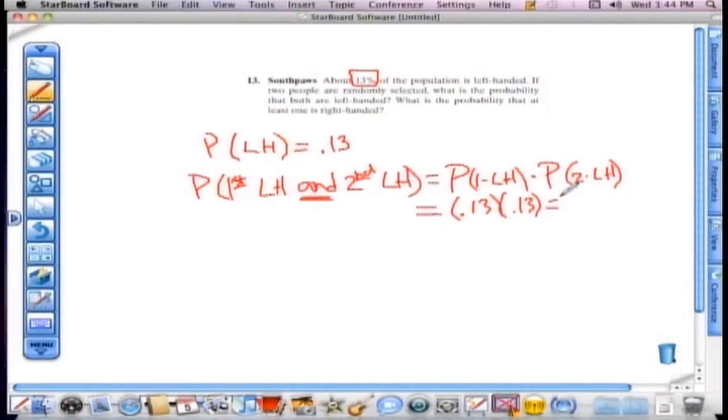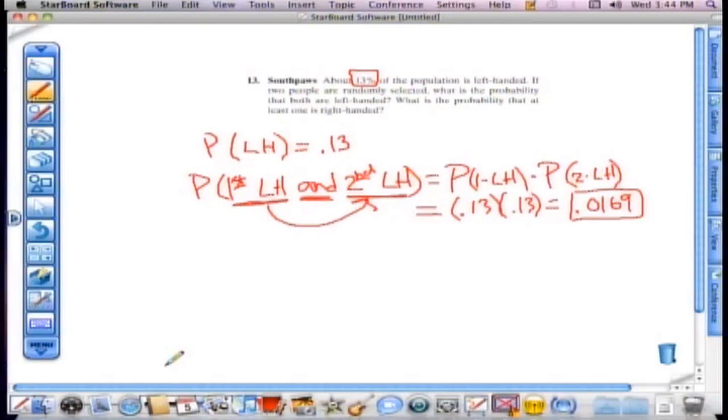And that would be, let's see, 0.0169. So it means that less than 2% of the time, if you randomly selected 2 people out of the general public, they would both be lefties. Now think about it: is the fact that the first person is a lefty going to affect whether or not the second person is a lefty? If you're choosing people within a family, that might have an effect. But just choosing two people from the general public, it should not have an effect.